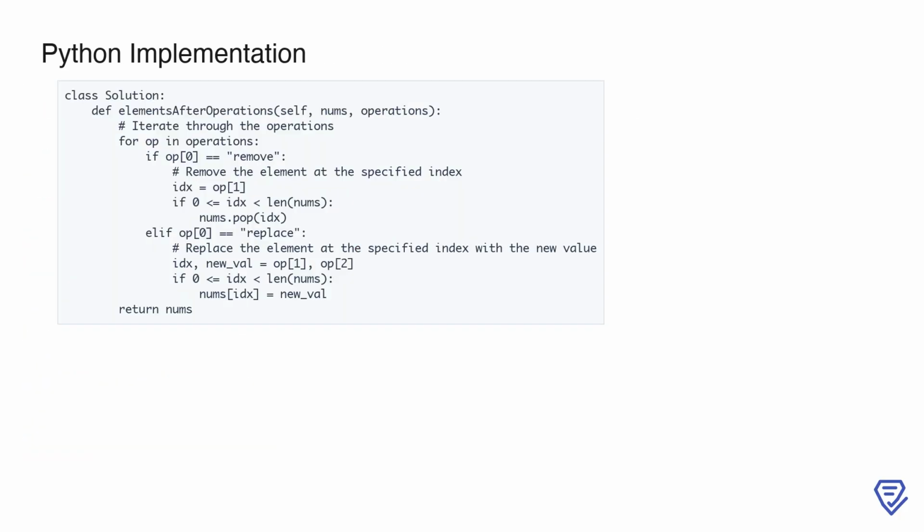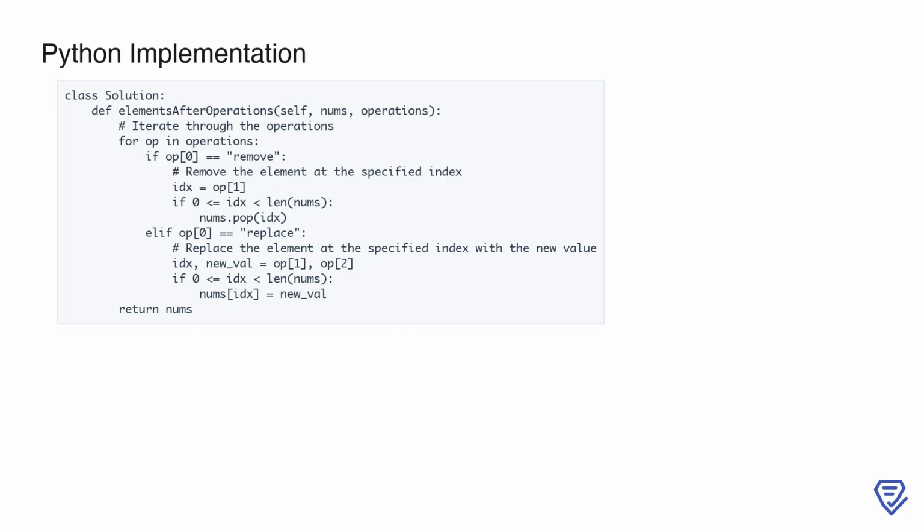This Python implementation solves the problem by iterating through the list of operations and applying them sequentially to the input list, nums. The method elements after operations accepts the array nums and a list of operations. Each operation is represented as a list where the first element specifies the operation type, either remove or replace. For remove operations, the specified index is validated to ensure it is within bounds of the array. If valid, the element at that index is removed using the pop method, which adjusts the array dynamically.